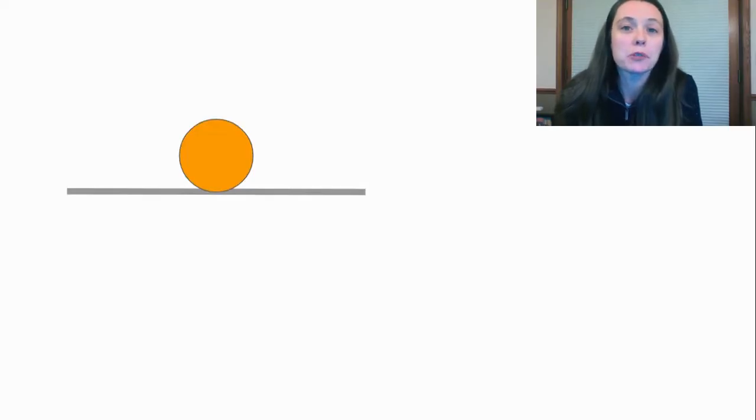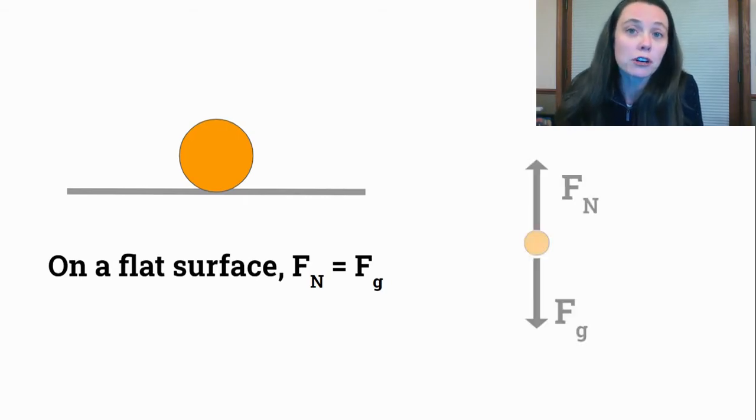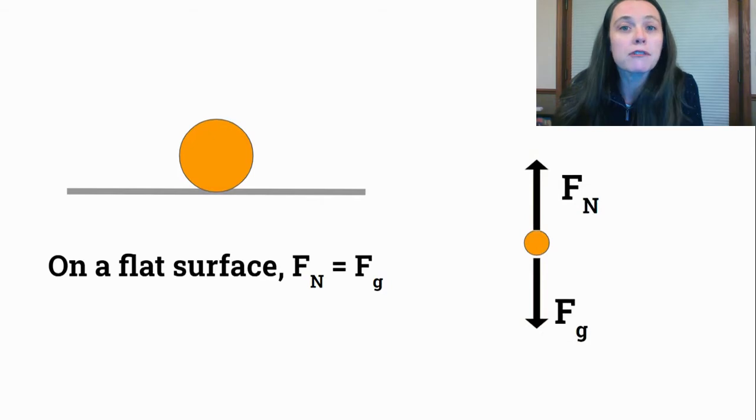Before we get into what happens with objects on inclines, let's review the forces that are acting on an object on a flat surface. If you consider the object shown here, you would probably say that there is a force of gravity and a normal force acting on this object, and that if it's remaining stationary or traveling at a constant velocity, those forces would be equal to each other. You would probably draw a force diagram that looks something like this, with the force of gravity directed down and the normal force pointed up.